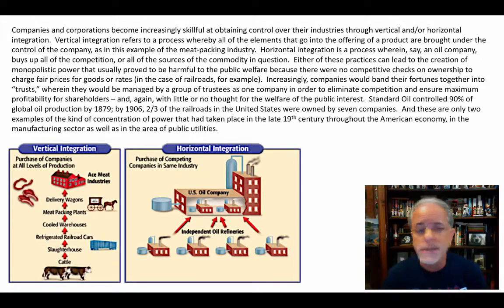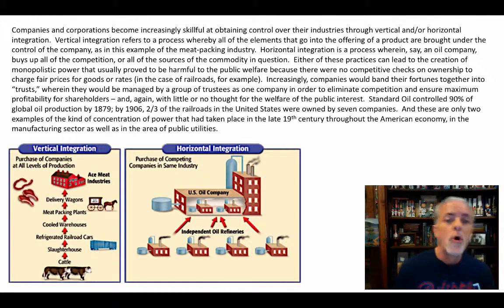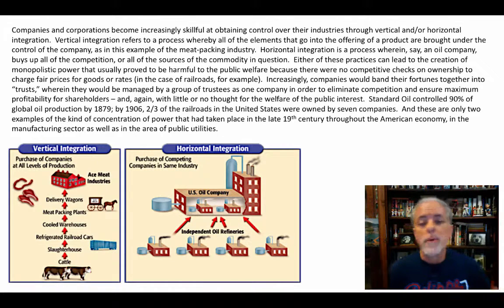Companies and corporations became increasingly skillful at obtaining control over their industries through vertical and or horizontal integration. Vertical integration refers to a process whereby all of the elements that go into the offering of a product are brought under the control of the company, as in this example, the lower left, of the meatpacking industry. Horizontal integration is a process wherein, say, an oil company buys up all of the competition or all of the sources of the commodity in question.